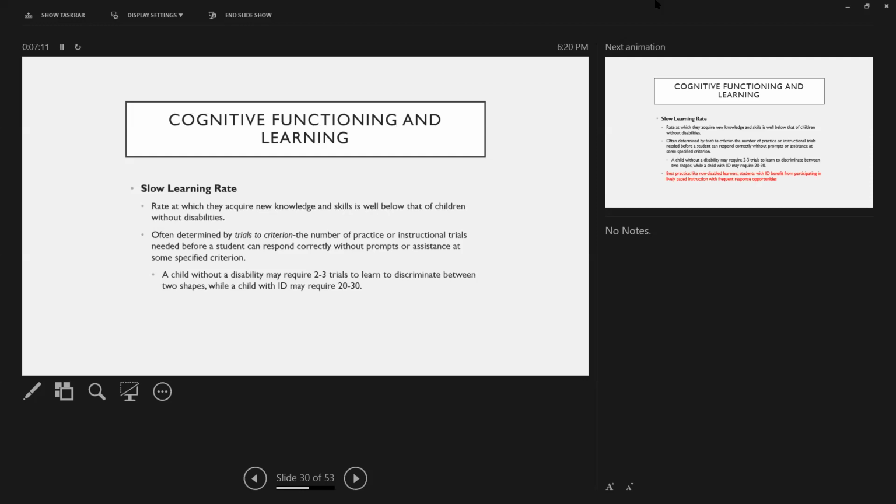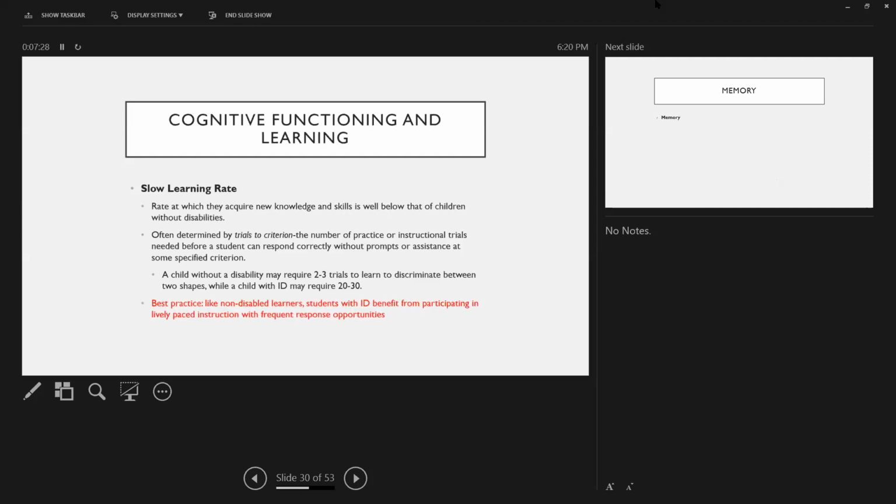So certainly, much more concerted effort is required in order to help students with ID acquire skills and knowledge that people without disabilities are often able to acquire very quickly.